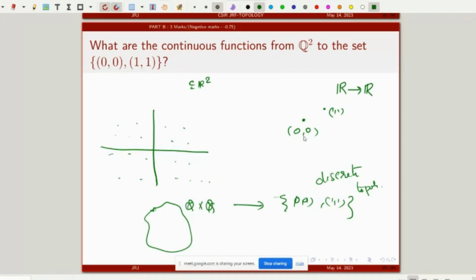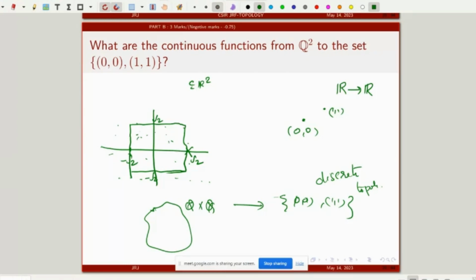The inverse shall be disconnected. Q cross Q is disconnected, so you can use that disconnection. Yes, by taking some irrational, root 2. So this is root 2, this is minus root 2. You can make it as a square kind of thing. So here also, this is root 2, this is minus root 2.